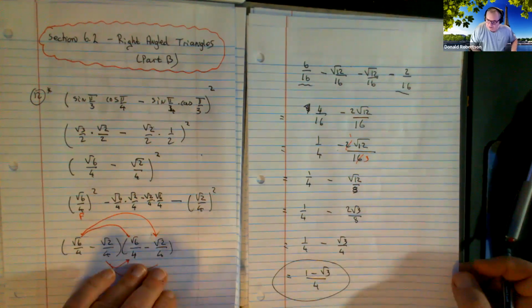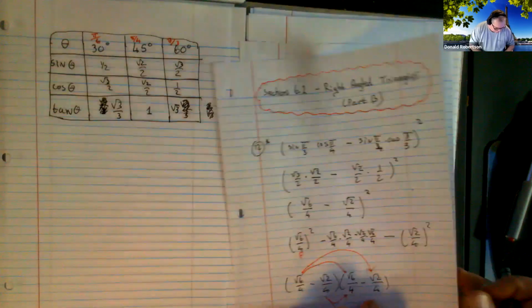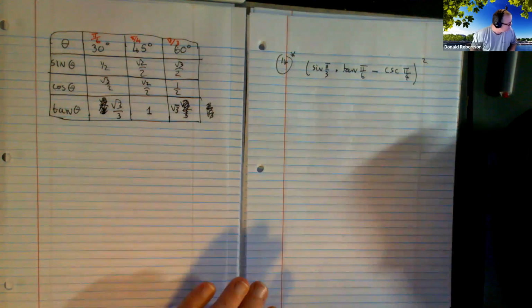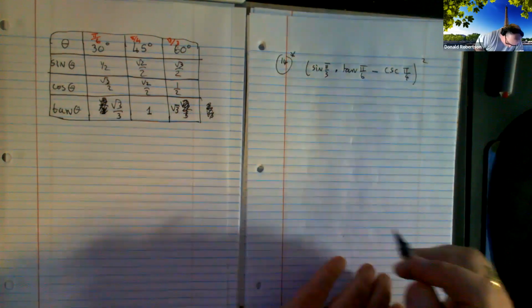So far, so good. Right. I'll just do one more of these. The one I'm going to do now is a version of 14, and then we will look at some more word story puzzle questions. So in this case, it's going to be the sine of pi upon 3 times the tan of pi upon 6, take away the cosecant of pi upon 4 all squared. And this happens to be a question that a student was asking for help with earlier today.